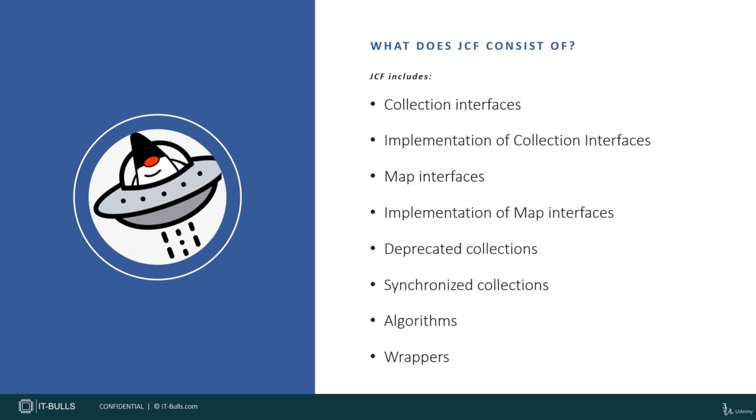Algorithms. Also, JCF includes algorithms. They are methods that perform useful computations such as searching and sorting on objects that implement collection interfaces. The algorithms are said to be polymorphic.